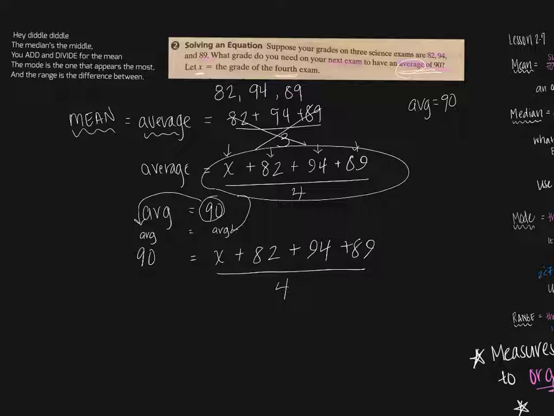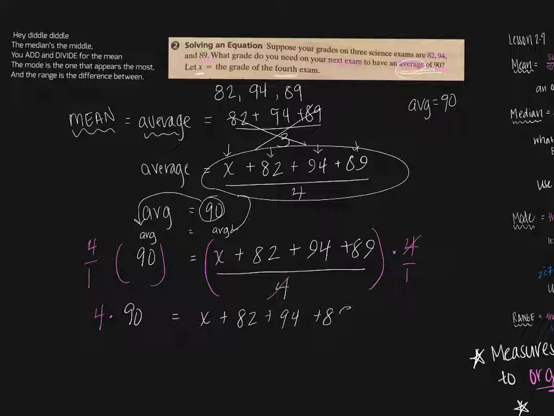Now I have to look at solving this. Notice that I have x divided by something. And if I'm dividing x by something, what do I have to undo? I've got to multiply. Good. So what can I multiply this whole quantity and this side by to get this 4 away? Well, I'm going to multiply it by 4 over 1. And what I do to one side, I've got to do to the other. Notice my 4's cancel out, and I'm left with 4 times 90 equals x plus 82 plus 94 plus 89.